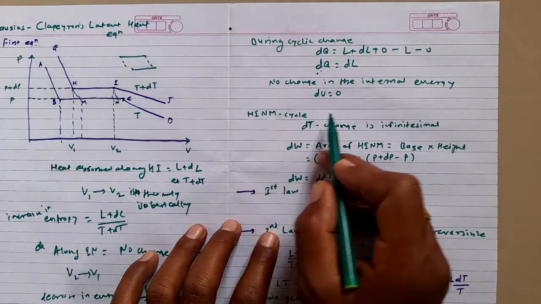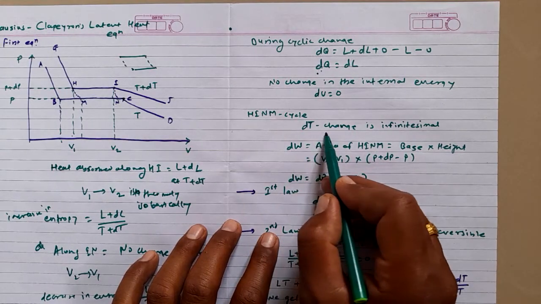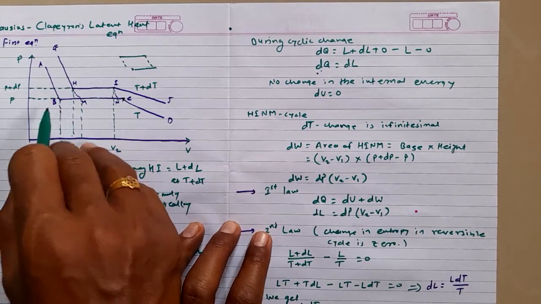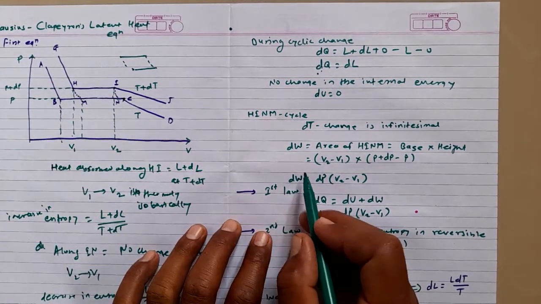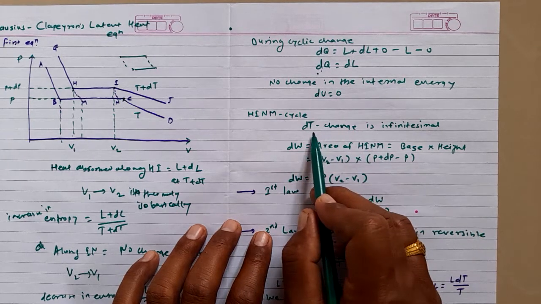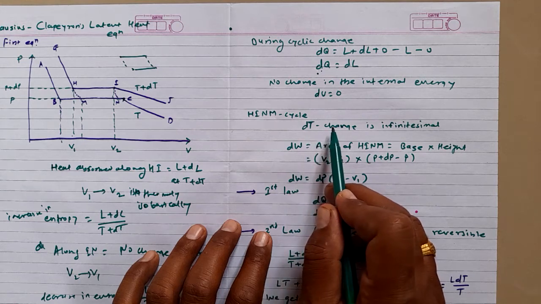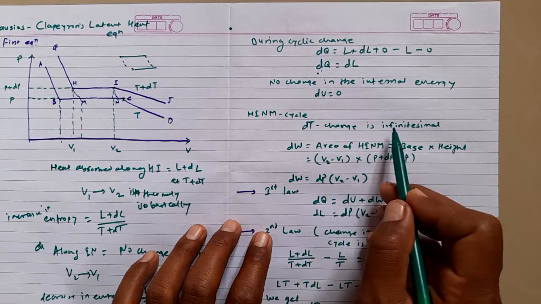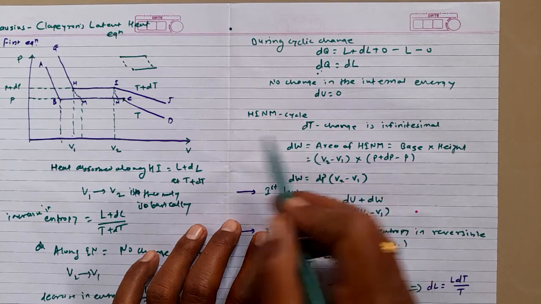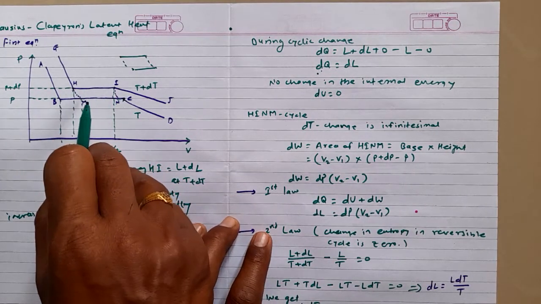Now during this process, how much is the work done? Work done by the substance is equal to the area under the closed curve HINM. Now, suppose there is a very small change in its temperature, that is dt is an infinitesimal change in temperature, then HINM is regarded as a parallelogram.